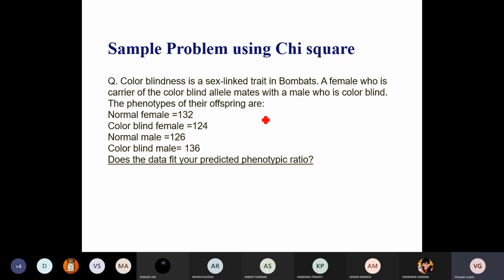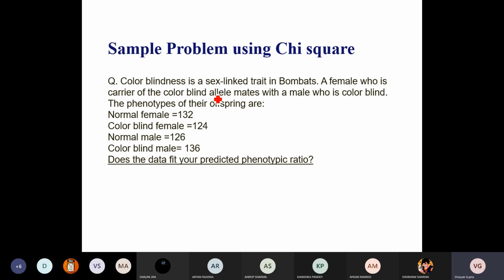Basically, first, what do you need here to calculate the expected value? You need a particular ratio. Sir, we can do 1:1:1:1 for all. So that is the ratio, 1:1:1:1, right? Yes, sir. So how are you going to get that ratio here?